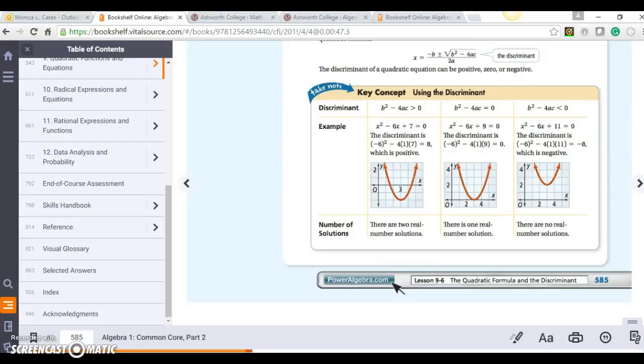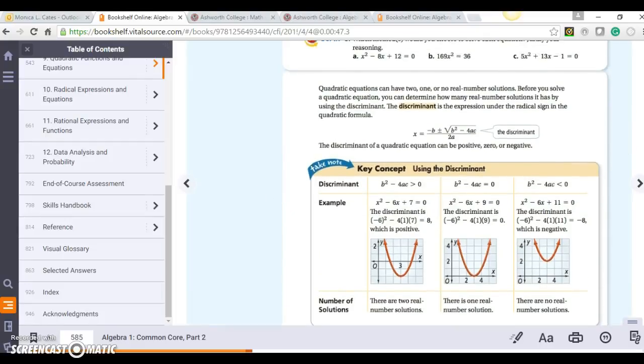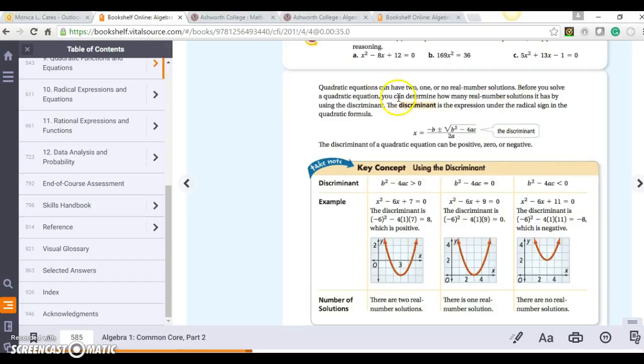Okay, so now we're going to be looking at using the discriminant. Quadratic equations can have 2, 1, or no real number solutions. So remember, when we're drawing our parabola, I can either intercept it at 2 places, 1 place, or no places. Before you solve a quadratic equation, you can determine how many real solutions it has by using the discriminant.